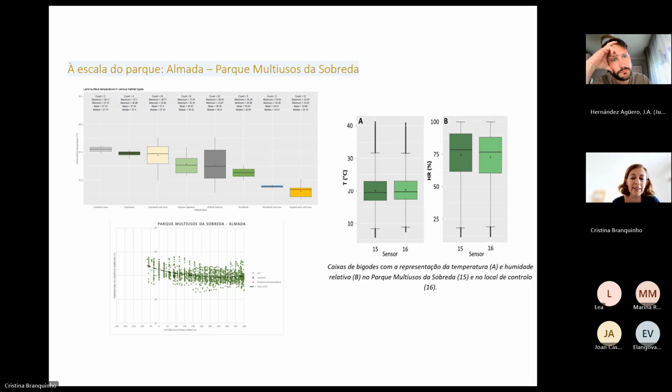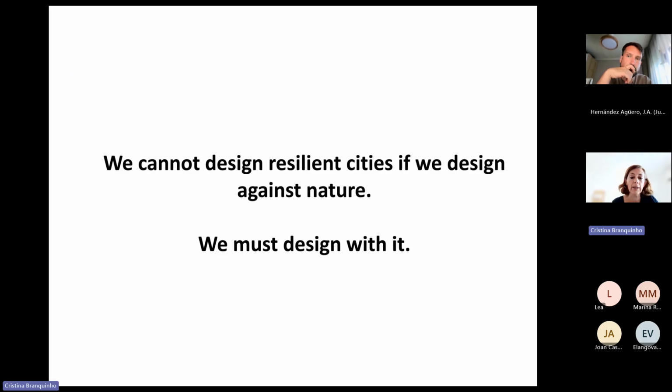The type of vegetation, the way the vegetation is dispersed, the type of leaves that exist will change the cooling effect. And also maybe the vertical structure of the vegetation is important. So we cannot design resilient cities if we design against nature. We must design with it. That's a little bit of a conclusion. I'm available for your questions.